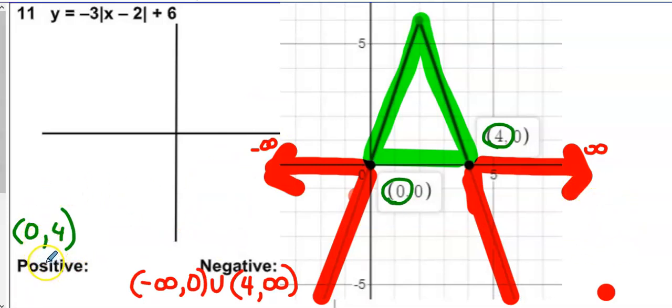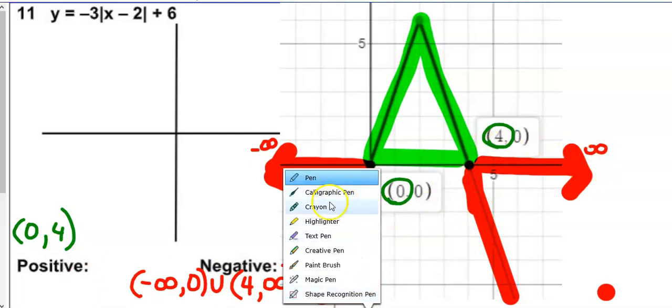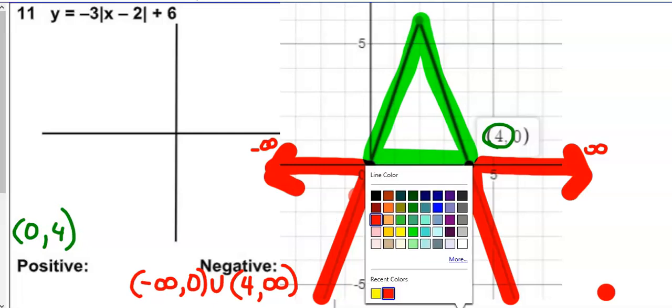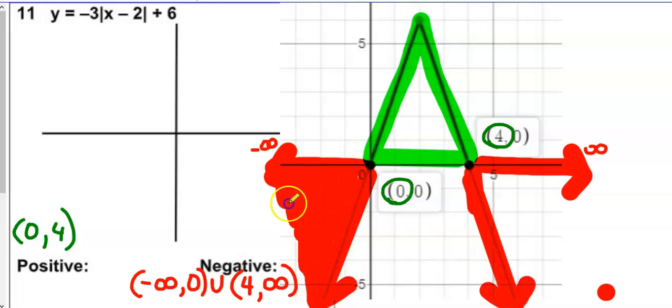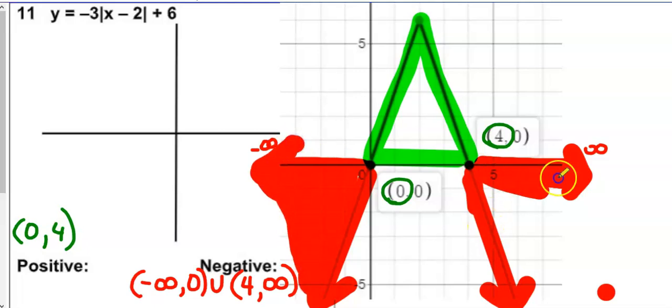The positive interval was from 0 to 4. The negative was from negative infinity to 0 and or 4 to positive infinity. And what I did was I drew or I highlighted the section of the actual graph. But then what I want you to understand is that you're really just looking at the x-axis. So you're looking at this for one interval and this for another interval, the negative, if that helps you at all.